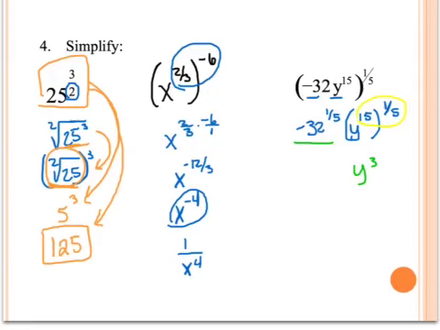Okay, for negative 32 to the 1/5. Again, my denominator is 5. So I'm really thinking, what is the 5th root of negative 32? Or in other words, what times itself 5 times gives me negative 32? Hopefully you got to realize that's going to be a small number. Well, the 5th root of negative 32 is really negative 2. And so this is going to be negative 2 to the 1st because I still have that numerator. Well, negative 2 to the 1st is just negative 2. So my final answer is going to be negative 2 y cubed.